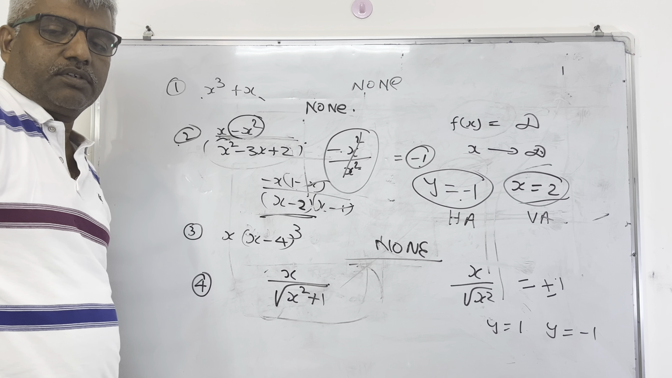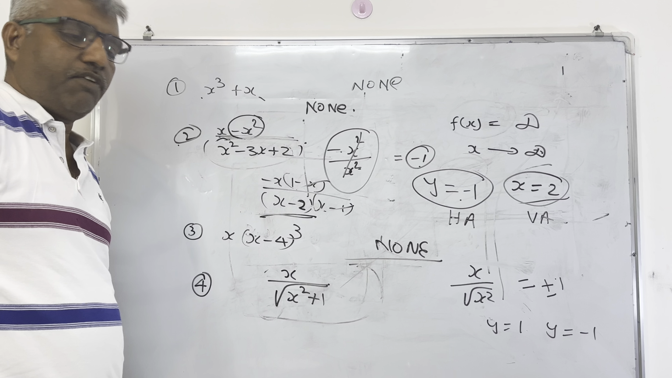x over square root of x squared plus 1. Note it down. Question number 3 and 4, note it down. Question number 3, asymptote is none. Question number 4, y equal to 1 and y equal to minus 1.